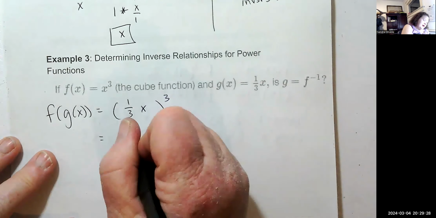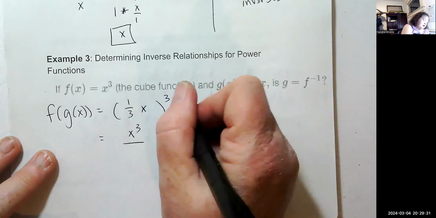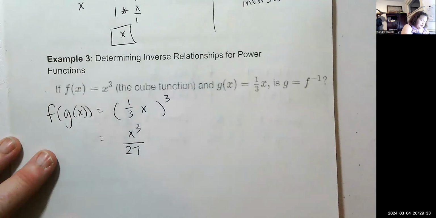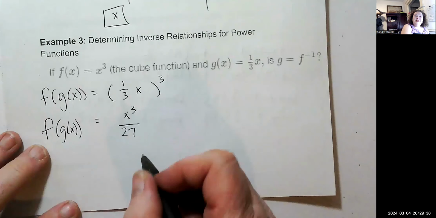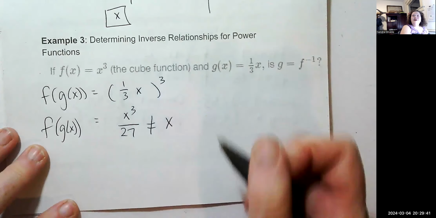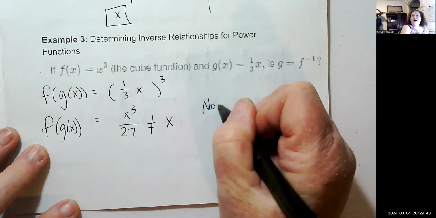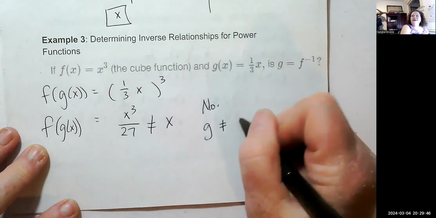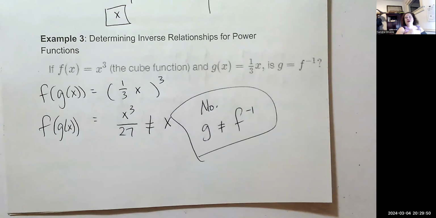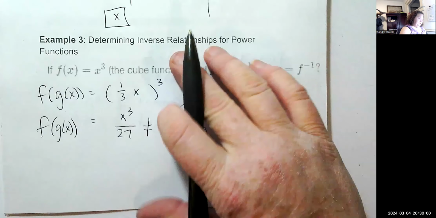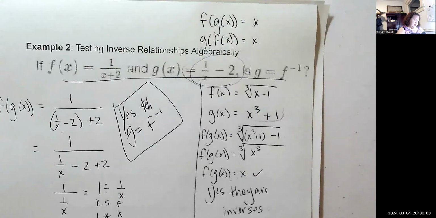So that's just a one. I'm going to do x cubed divided by 3 cubed is 27. And that is what f of g of x is. And that is definitely not x. So therefore, no, g is not the inverse. I'm just like negative into the negative out of this. They are not inverses of each other. Okay. All right. Please make sure any questions you have along the way that you write it down.